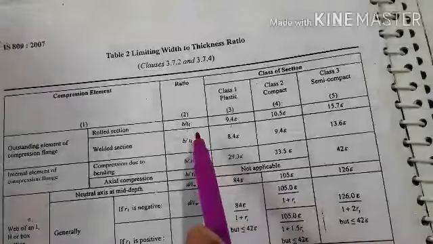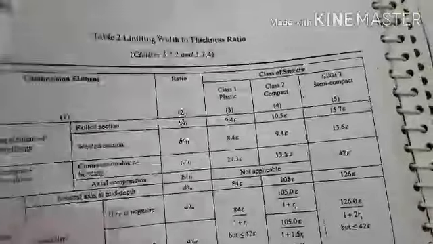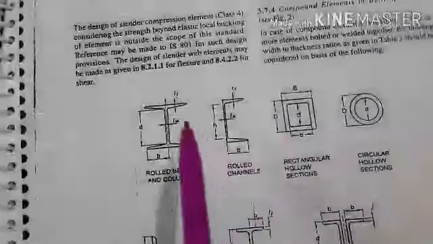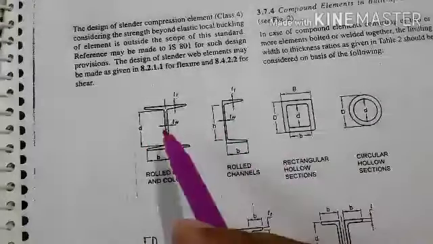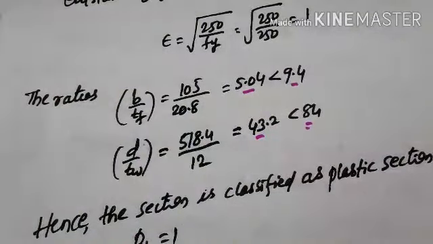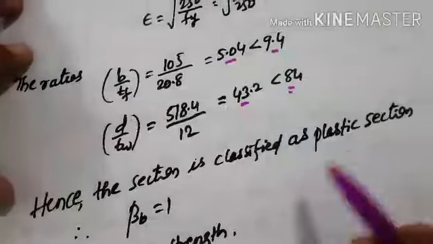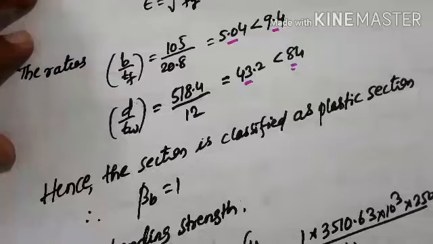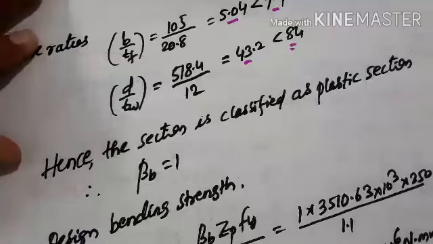So here you need to check the individual elements, that is the flange element and the web element. Here the figures are given individually. You have to check whether the flange is plastic or the web is plastic, the individual element classification. But in our case, the given section is a plastic section. Hence, further, whatever section you are going to design, it will be considered as a plastic section. According to that, you have to design.